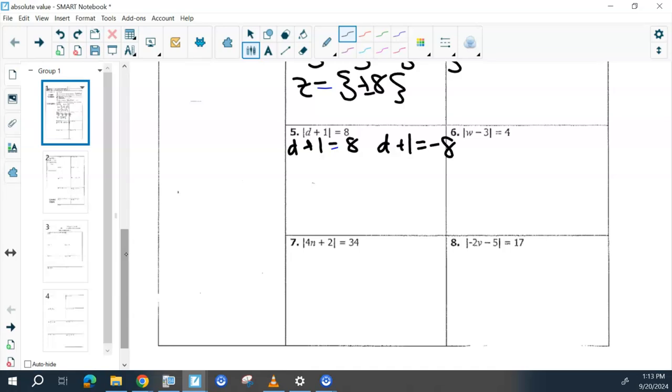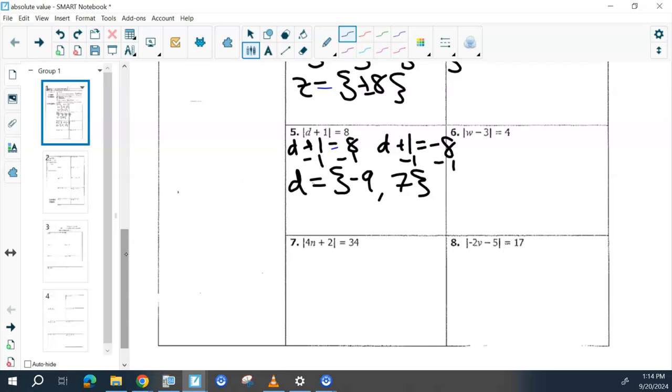And solve for d. How would we do that? Okay, subtract 1 on both sides to both equations so that d equals what two values? 7 and negative 9. Not all of your answers will have the same two numbers. So you would put those least to greatest, negative 9 and then 7.